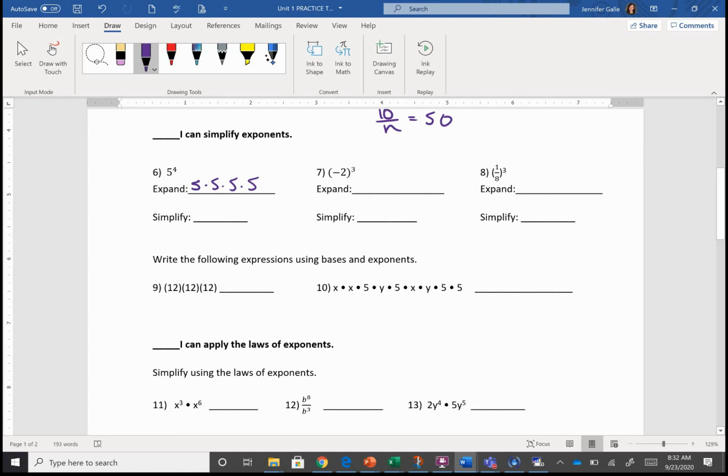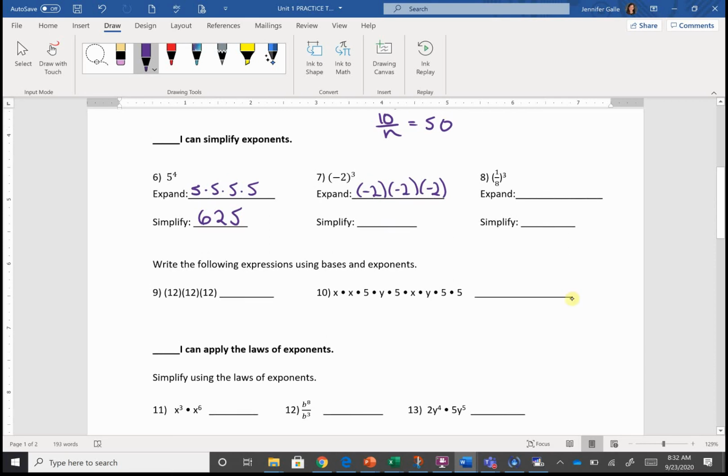In number 7, we expand. And on number 7, guys, when you have parentheses like that, you can just expand out with parentheses. Negative 2 to the 3rd is negative 8. 1/8 to the 3rd power. Again, if you did parentheses, if you put the dots, whatever you like. Simplified, 1 over 512, thank you.